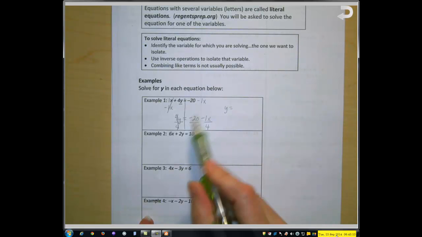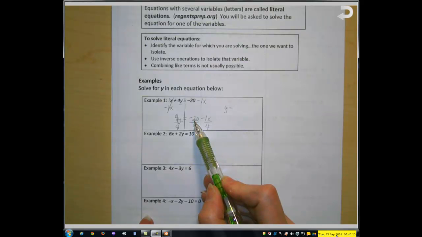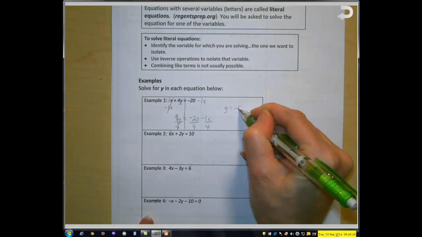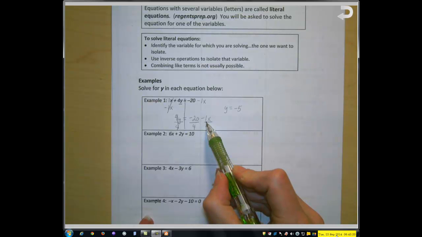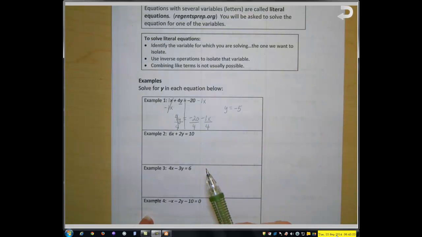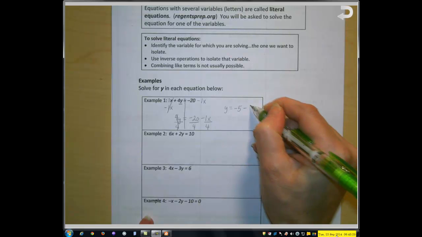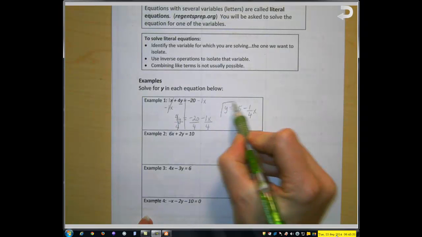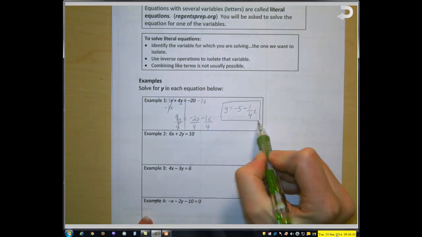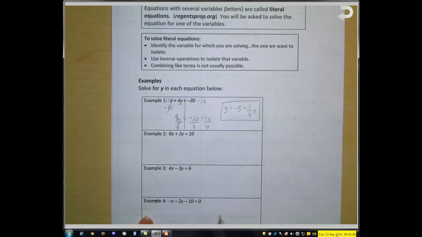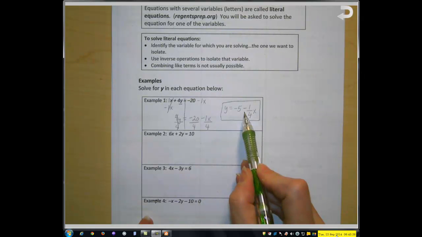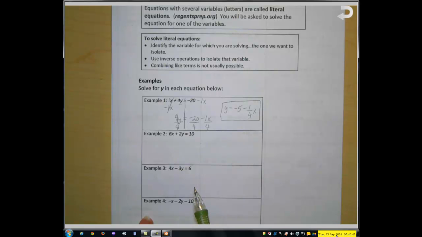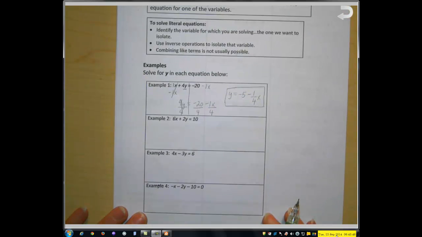Now let's simplify this side of the equation. Negative 20 divided by 4 is negative 5. The fraction 1/4 is already simplified, so I can just write minus 1/4 x. So we kind of just changed how this term looked a little bit. We wrote the negative 1/4 in front of the x instead of combining the x into the fraction, but they both mean the same thing. All right, let's look at example 2.